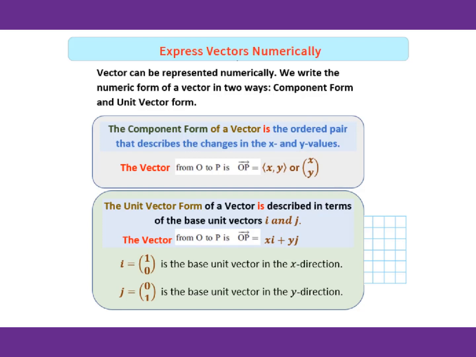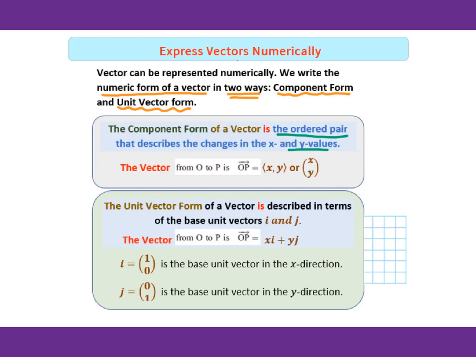Today's lesson is about numeric vectors: how to express vectors numerically. A vector can be represented numerically. We write the numeric form of a vector in two ways. One is the component form, the other is the unit vector form. The component form of a vector is the ordered pair that describes the change in the x and y values.